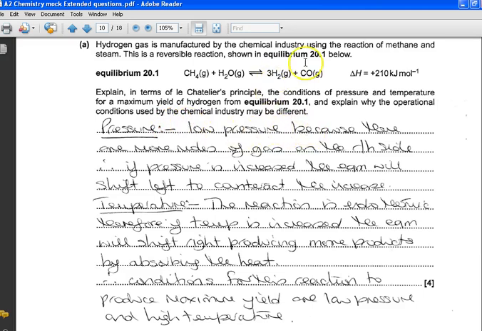Look at pressure. We've got more moles on this side, 4 moles. On this side, we've only got 2. So if we increase the pressure, it's going to push the equilibrium to the left, which is not going to help us because we want the maximum yield of hydrogen. So you need to say that. So low pressure would give more moles of gas on the right hand side because of that.